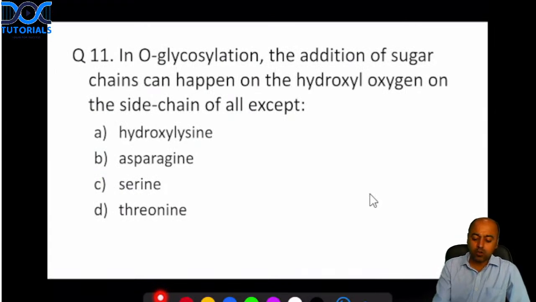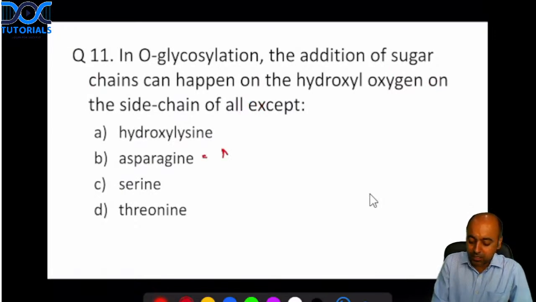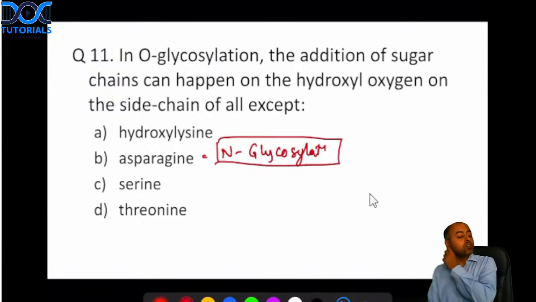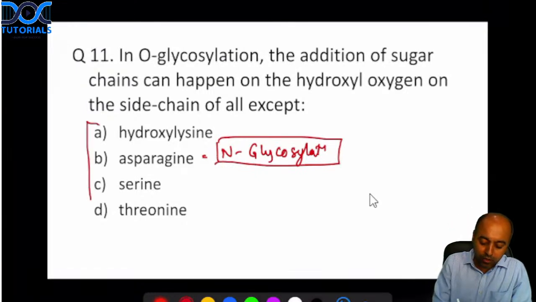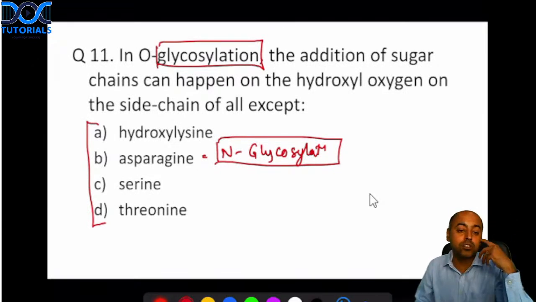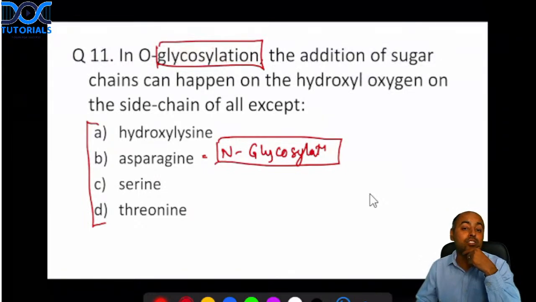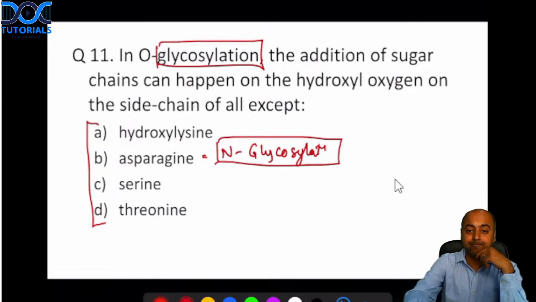Okay, question number 11. O glycosylation, addition of sugar change, can happen on hydroxyl oxygen on the side chain of all except, answer should be asparagine. Here we have N glycosylation. All others will show the O glycosylation and asparagine will show the N glycosylation. These are the only 4 amino acids where the glycosylation can take place. 3 of them will show the O glycosylation, 1 of them will show the N glycosylation. Other amino acids are not receptive for the glycosylation.